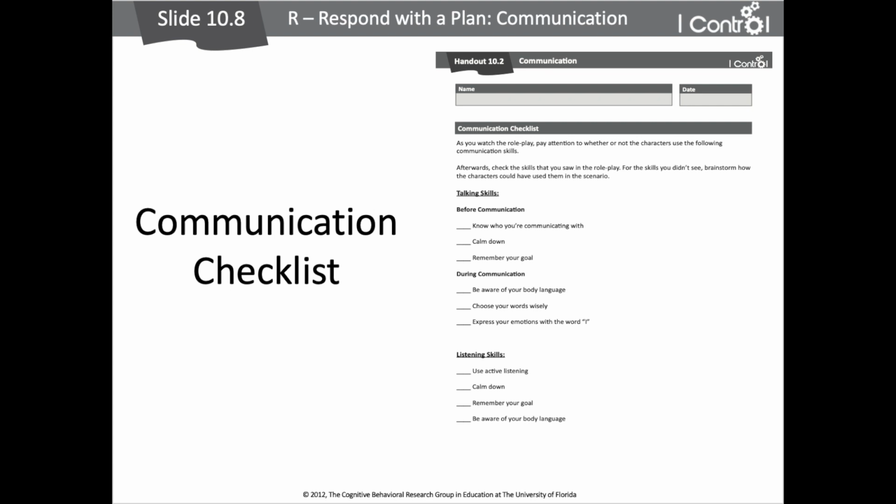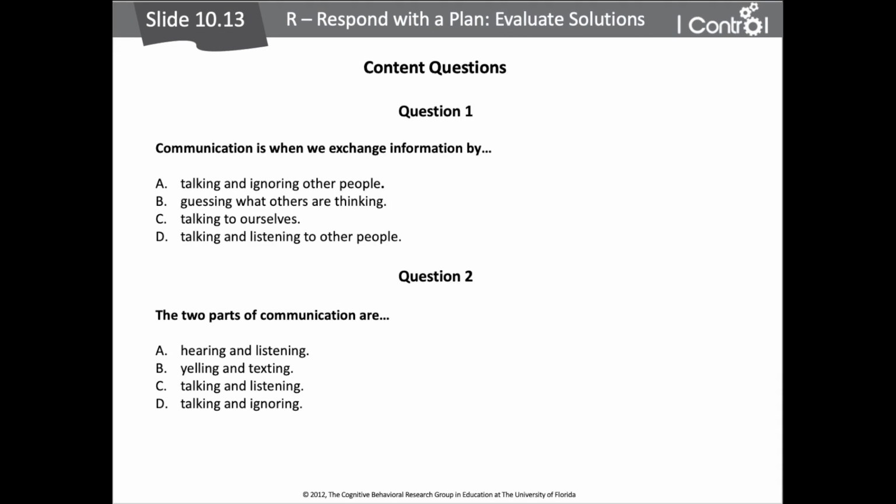Pause the video while you read the role play on Handout 10.1 in your student workbook and fill out the checklist on Handout 10.2. When you're done, press play. Let's turn to the content questions for Unit 4, Lesson 10 in your iControl student workbook to check your understanding of this lesson. Pause the video while you answer the questions. When you're done, press play.